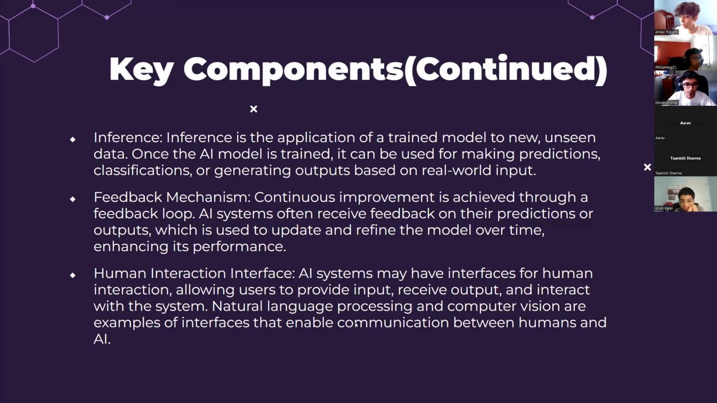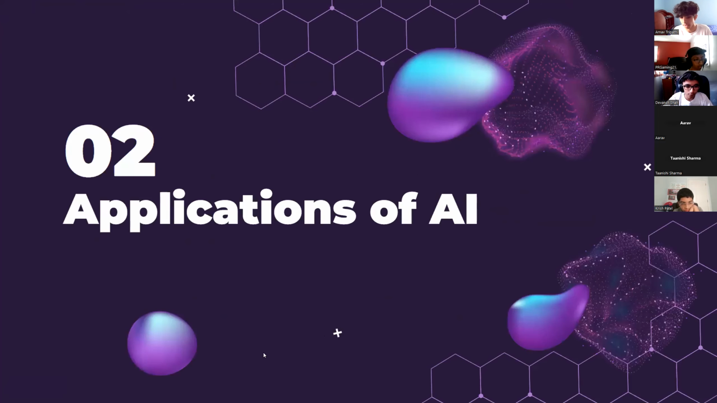It can be text output, image output. It can even be physical output as well. And natural language processing and computer vision are examples of interfaces that enable communication between humans and AI. So that was basically more of the intro to how generative AI works. Now we're going to be showing you examples of how you can use this in your daily life. I'm going to hand it over to Devanshana.